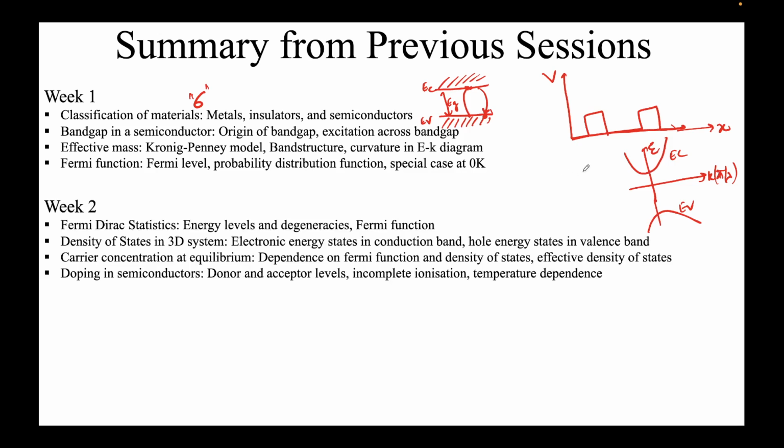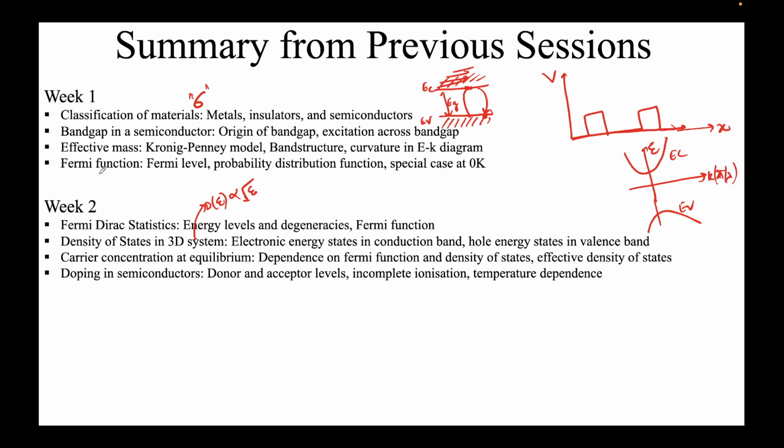And then we saw how these energies that I have drawn here depend in a 3D system. We saw that the density of states g(E) was directly proportional to the square root of energy. How many states are available? If I draw it, it is given by root E. So density of states is the number of states per unit energy per unit volume. Density denotes per unit volume. These are electronic states in the conduction band, and holes in the valence band.